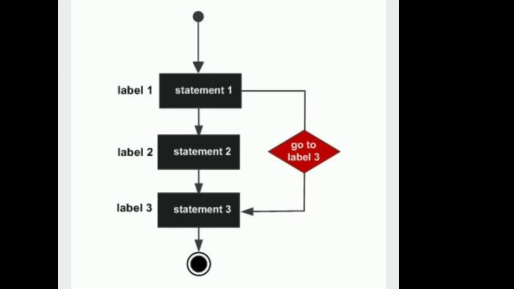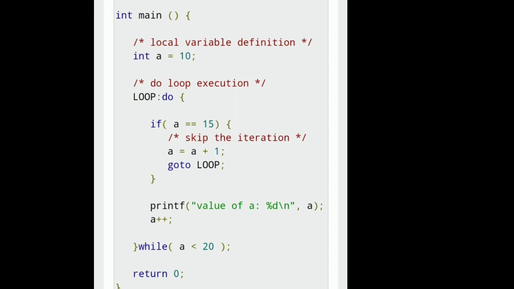The flow diagram of the goto statement. Label 1, statement 1. It is a goto label 3 on the right side. At the bottom it is goto statement 2. Label 2, statement 2. In case you have a different statement 3, and again you have a label 3. There are two directions. One is from top to bottom, and one is from right to left. Go to label 3.